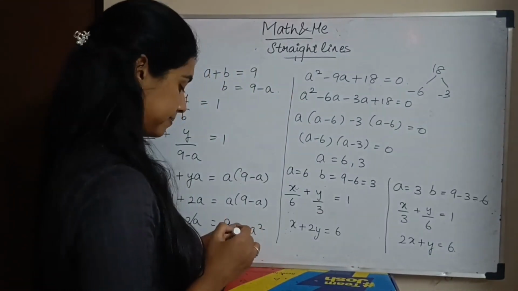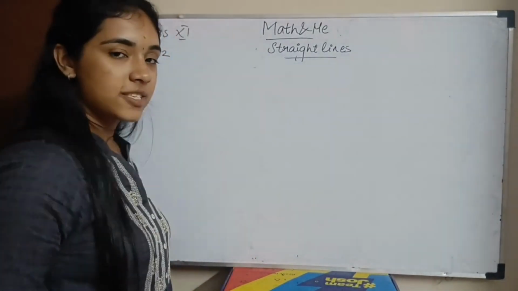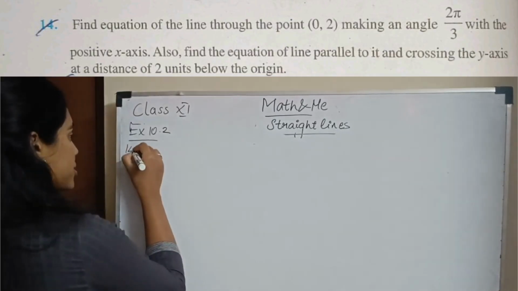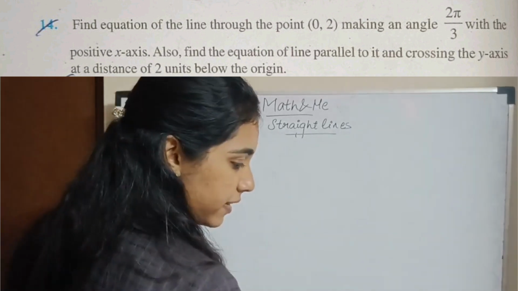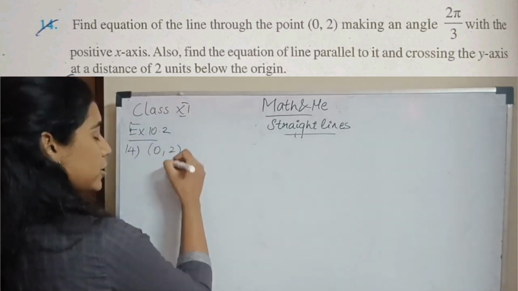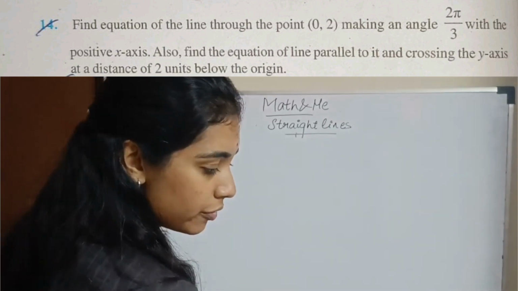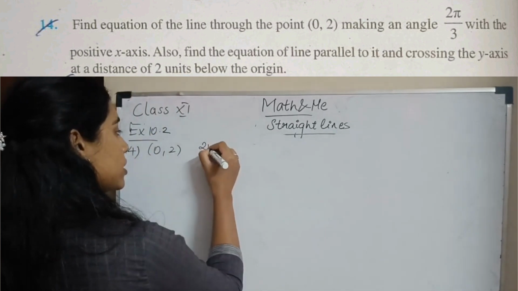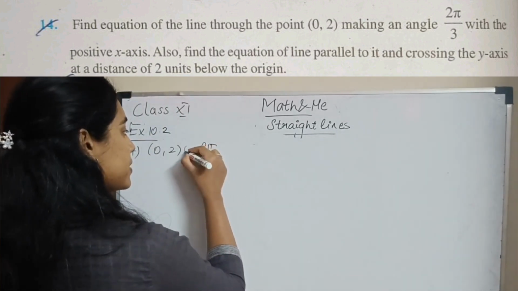Okay. The 14th question is quite simple, but it just has two different subsections. So let's do question number 14. Find the equation of the line passing through the point (0, 2) and making an angle of 2 pi by 3 with the positive x axis. So the angle is 2 pi by 3.